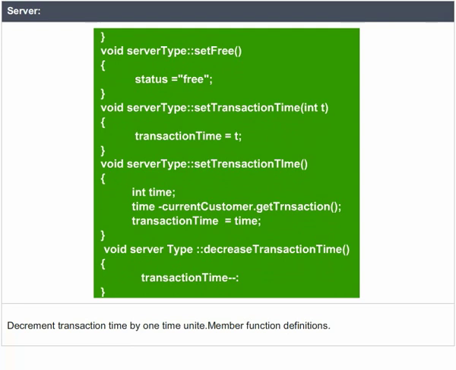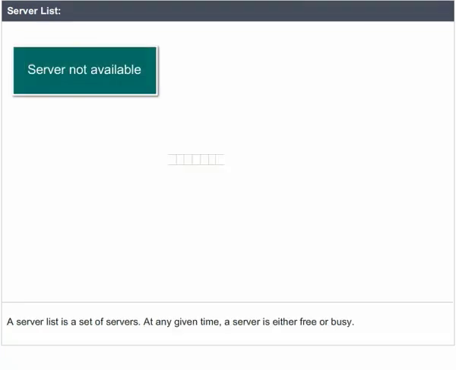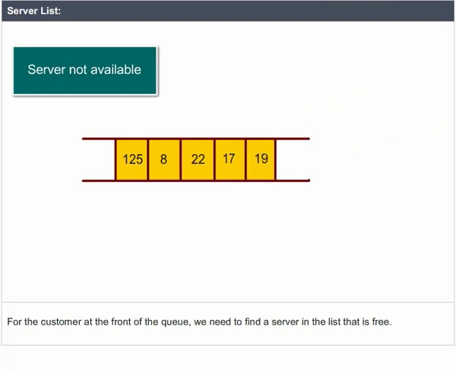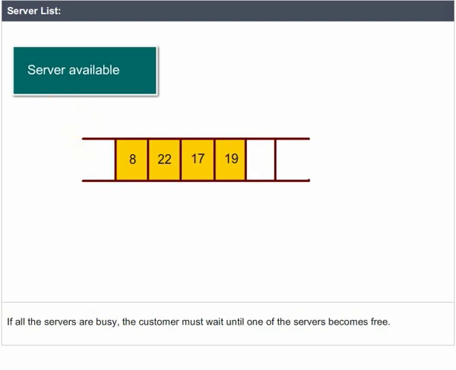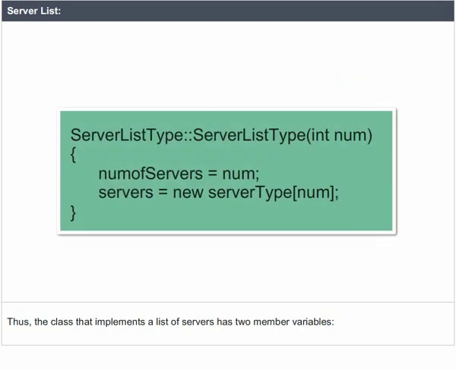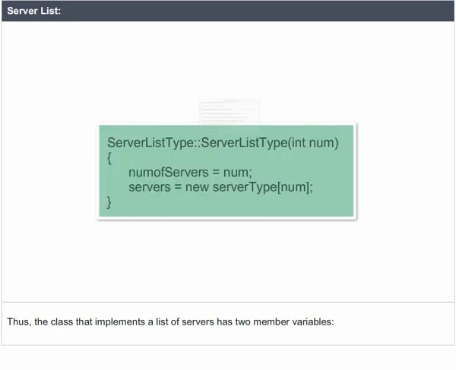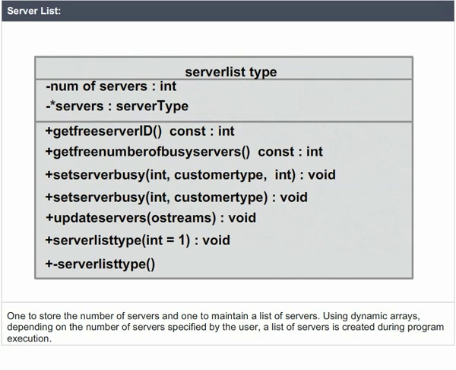A server list is a set of servers. At any given time, a server is either free or busy. For the customer at the front of the queue, we need to find a server in the list that is free. If all the servers are busy, the customer must wait until one of the servers becomes free. Thus, the class that implements a list of servers has two member variables: one to store the number of servers and one to maintain a list of servers.